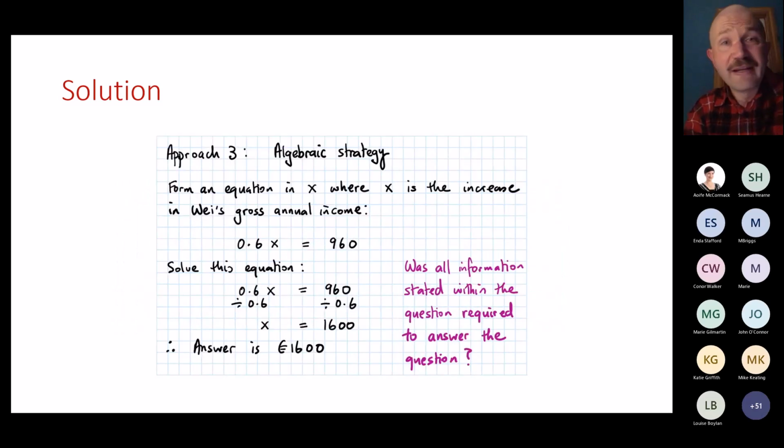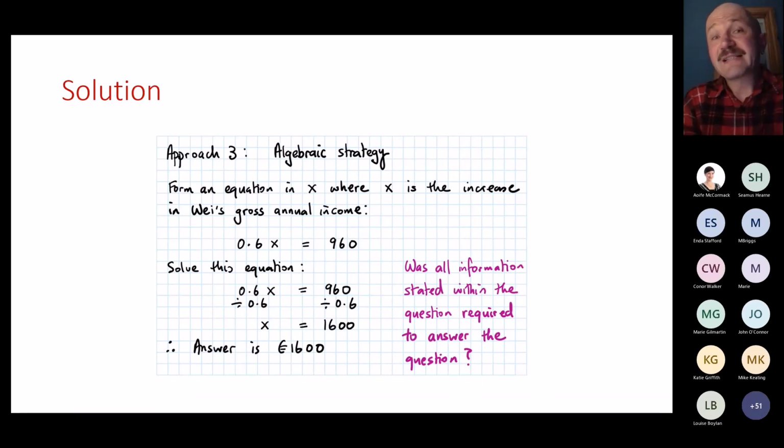A third approach might be an algebraic strategy. So probably, as Mike has mentioned earlier, the approach that most of us would jump to straight away, where X might represent the unknown increase in gross annual income. So 0.6 of X would have to be the required €960 increase in net annual income.